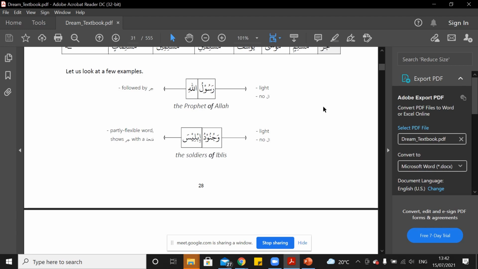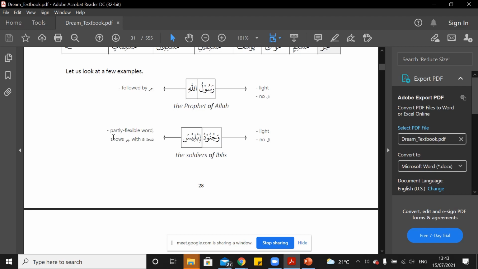Rasulullahi. Okay, sure. Junud Iblis, the soldiers of Iblis. Junud is light, and there's no al, so therefore that's mudaf. It can be mudaf. Then we have a look at the second word, Iblisa, and now we have to look at flexibility, right? Because it's got a fatha at the end. Yes.